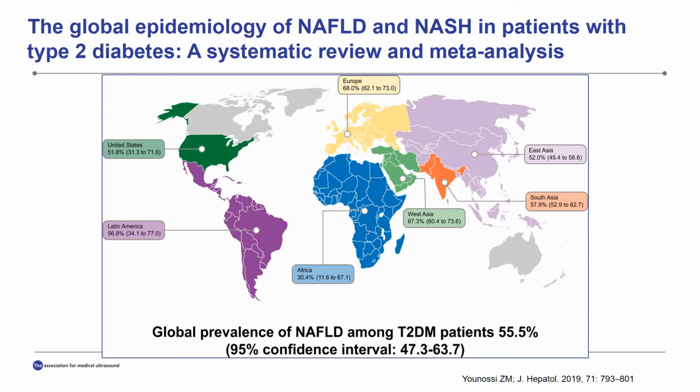This is a meta-analysis published last year by Younossi. It's interesting here: looking at type 2 diabetes patients, we can see that 68% of them in Europe have fatty liver, 51% in the States, and 52% in East Asia. So it's a frequent pathology, and at the global level, 55% of the population with type 2 diabetes have fatty liver.